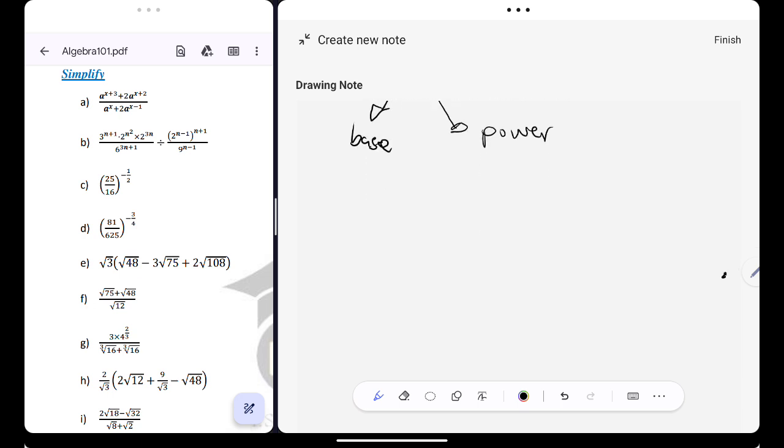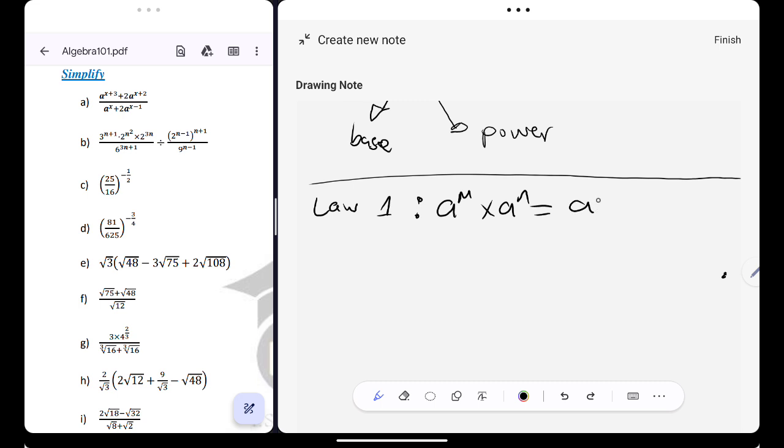Before you even deal with exponents, let's first start to check their laws. Law number one of exponents simply states that if ever you're multiplying bases that are the same, you just take one of them and then you add your exponents.